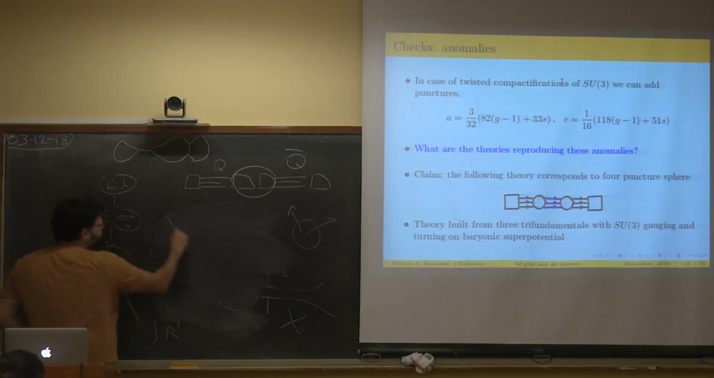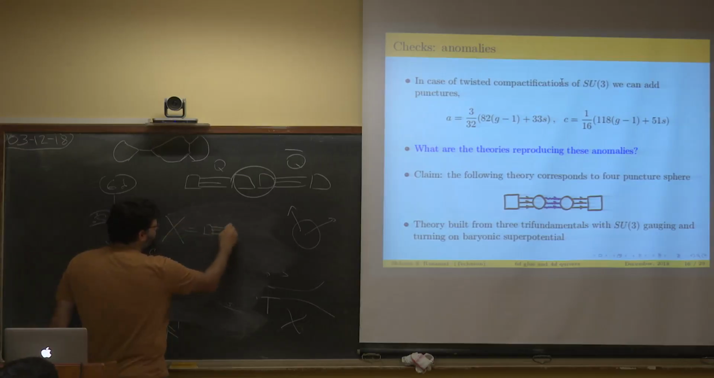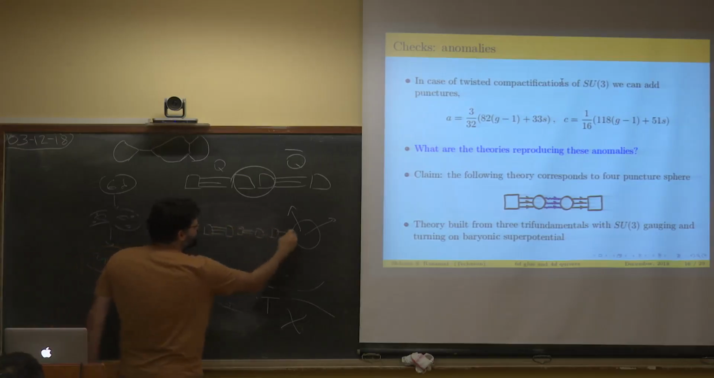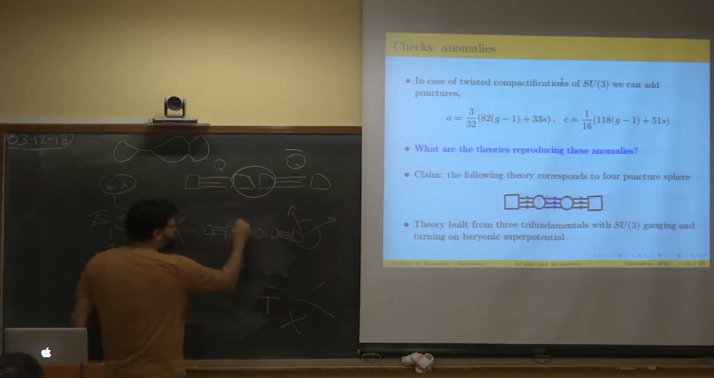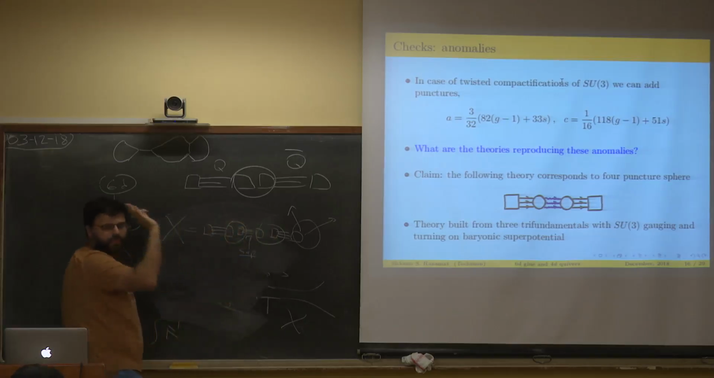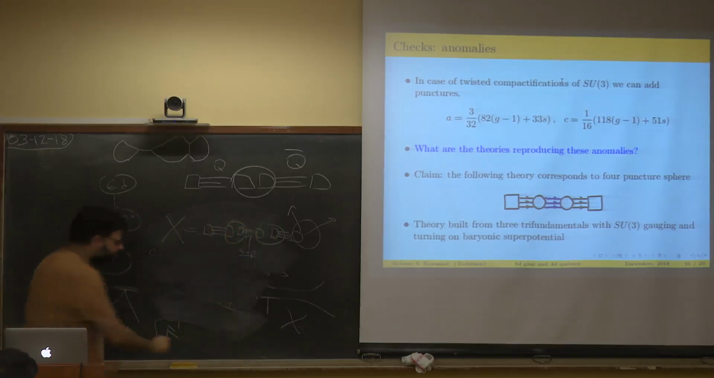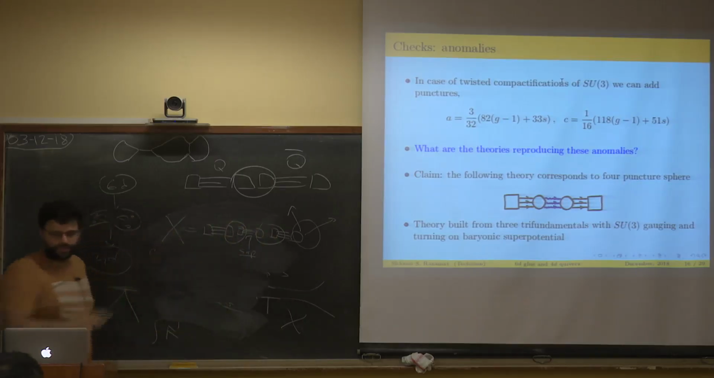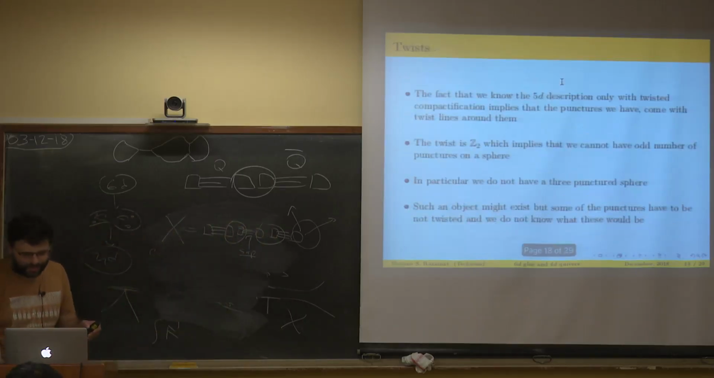So this theory corresponds to you take 3 copies. You gauge these symmetries and you turn on a superpotential, which breaks the SU(3) symmetry here. So that's the Lagrangian, and this is this building block.